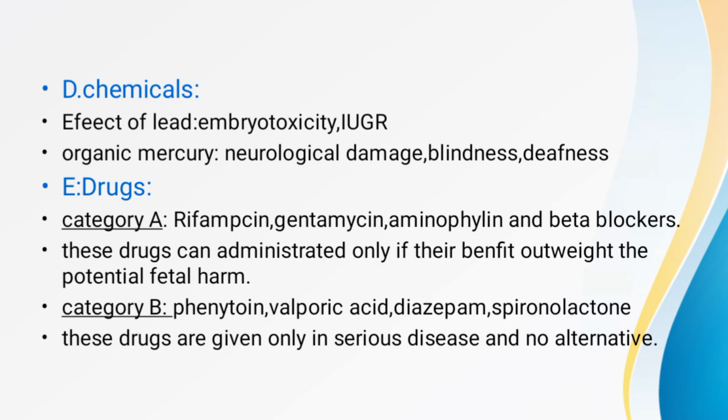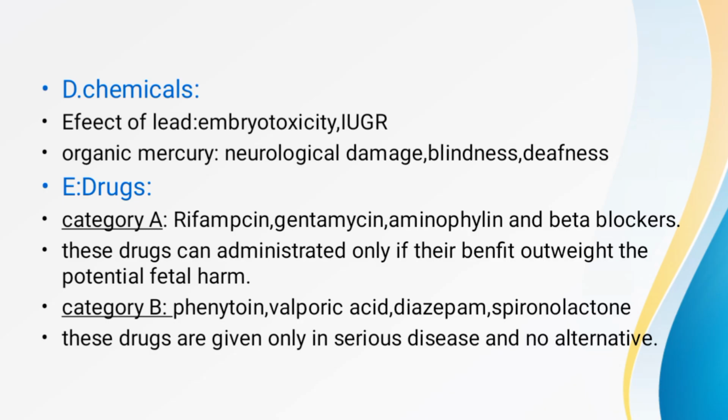Chemicals, effect of lead. It can lead to embryotoxicity or intrauterine growth retardation. Organic mercury can also lead to neurological damage, blindness, and deafness. Also, drugs. If the mother takes specific drugs during pregnancy, this can affect the fetus and become a teratogene.